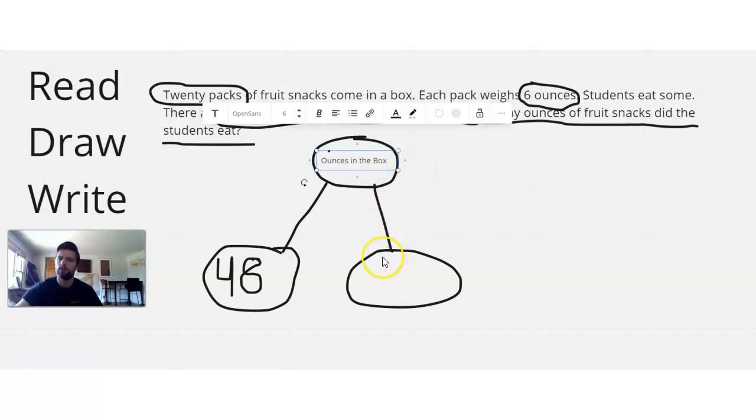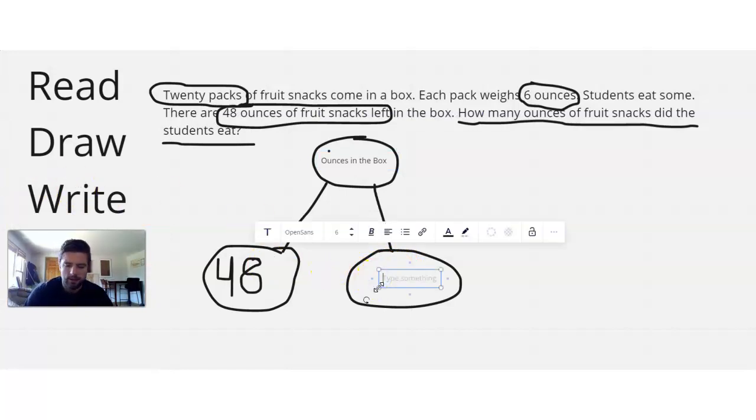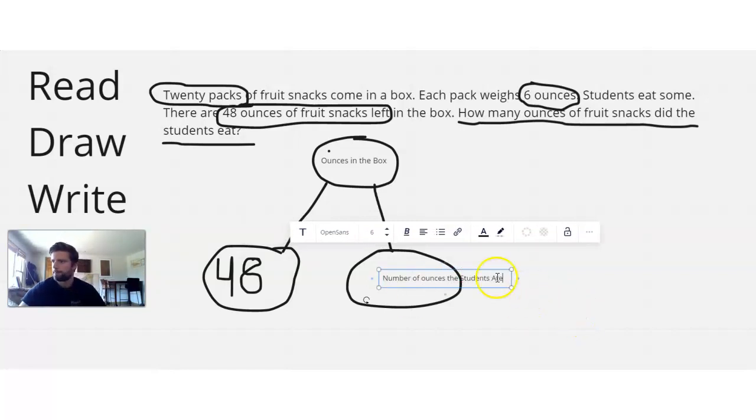I hope you guys are drawing this along with me. And then on the bottom, we have 48 ounces left, which means that the last number in our number bond is whatever the students ate. So again, I'm going to say what this represents. The number of ounces these students ate. Okay.